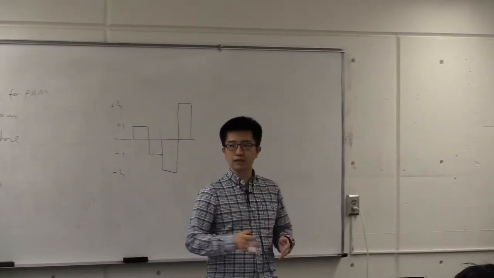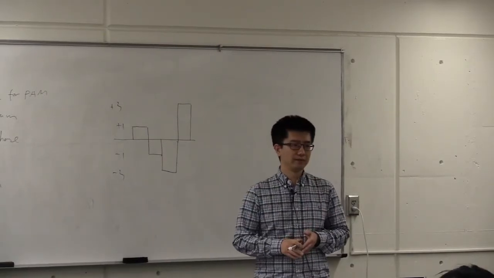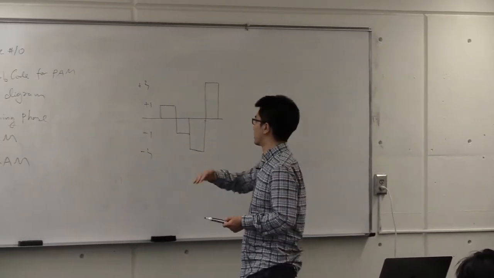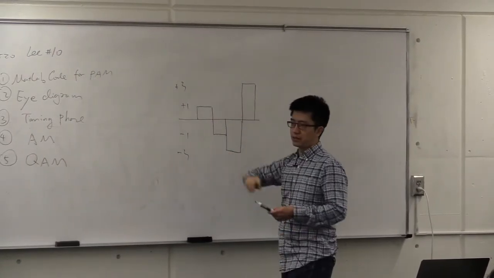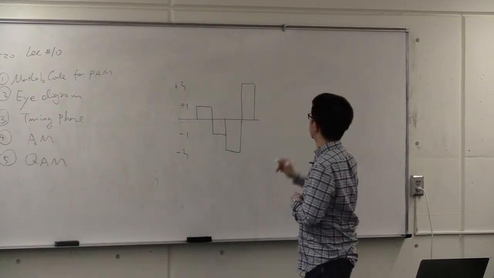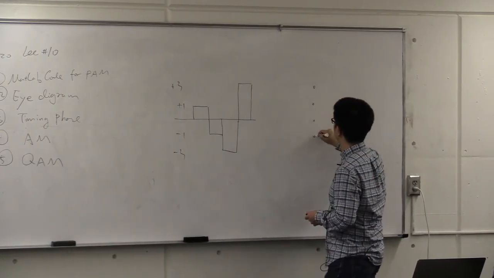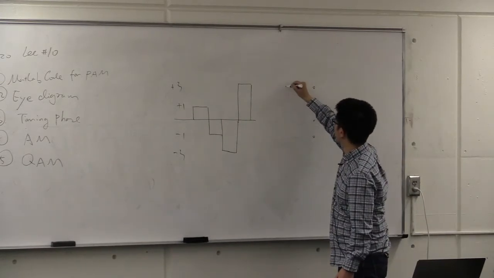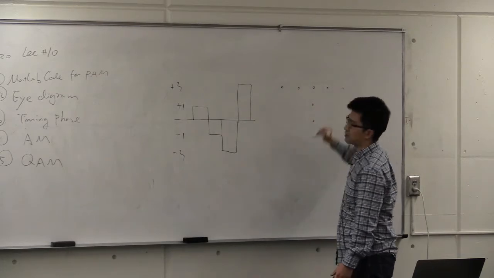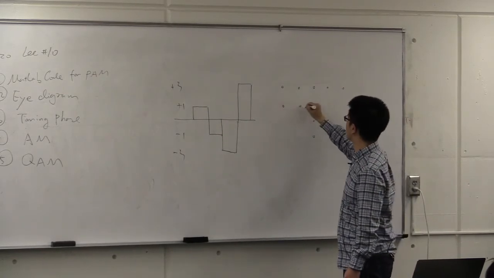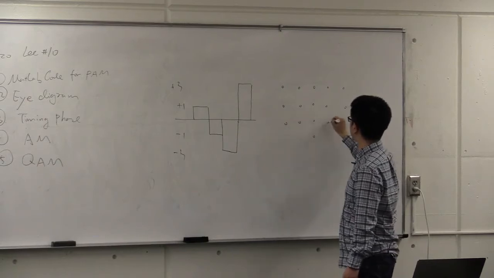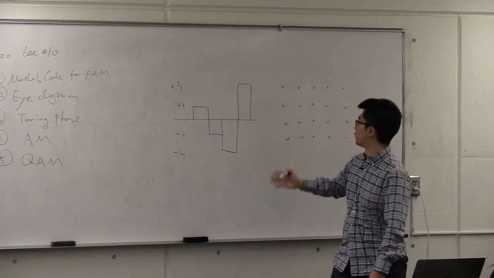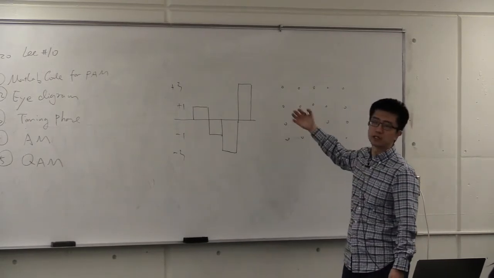Did we say anything about two-dimensional PAM? One dimensional is like this, we have only one dimension, like four levels. How about two dimensional, which means that we may have another four levels along this direction? If we write everything down here, we have a two-dimensional graph. So one dimension is four levels, two dimensional is 16 levels.